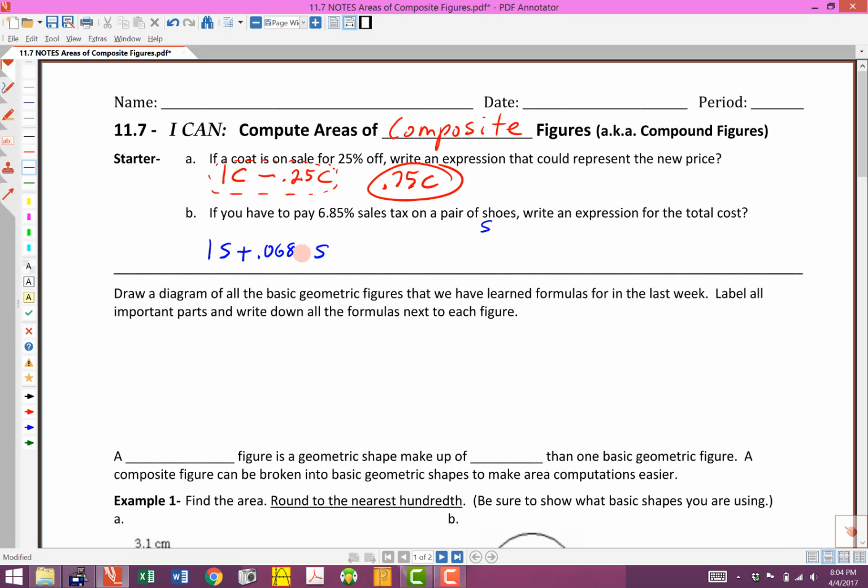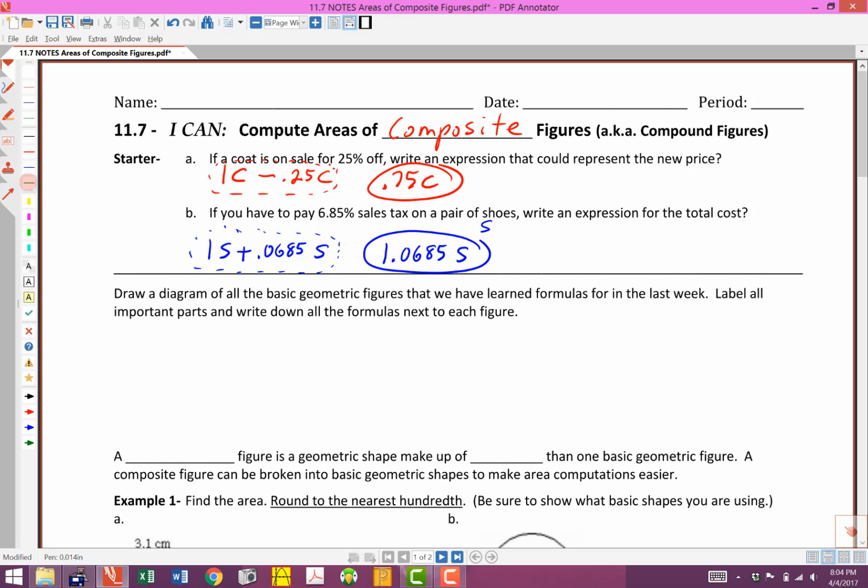My 5's and S's kind of look the same, so I'm going to do my best to make those look different. There's one way to write it, and again, you certainly don't have to put the 1 in front of the S or the 1 in front of the C. But if we add these together, this is 100% plus 6.85%, so probably the best way to write this would be 1.0685 times S. That's probably the best way to do it.